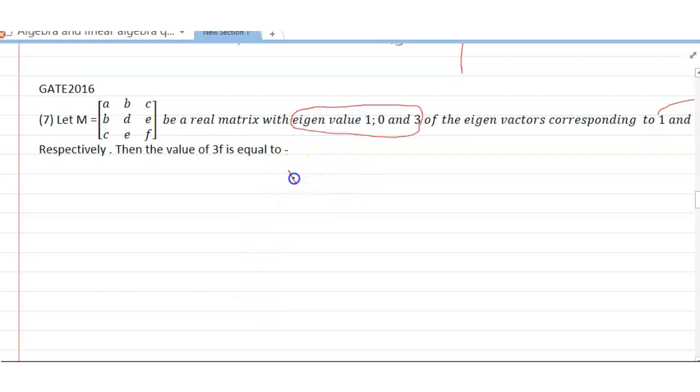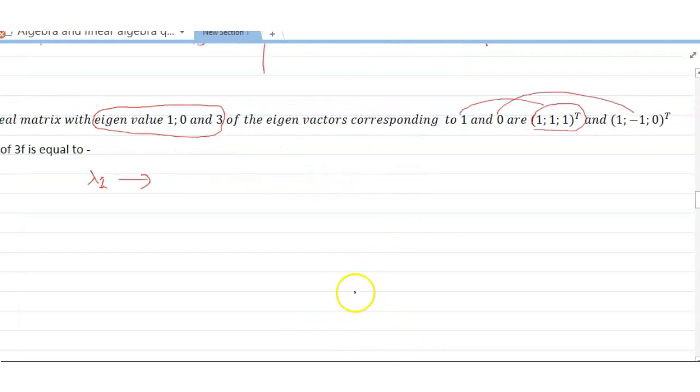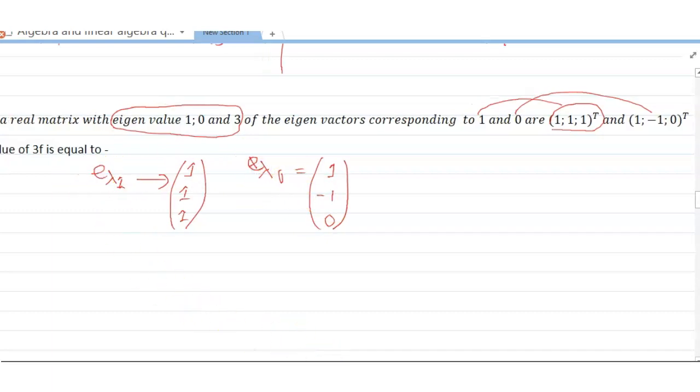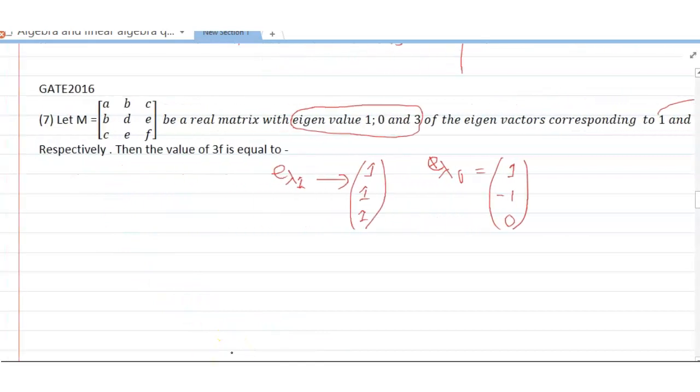So lambda 1 has eigenvector (1, 1, 1), and lambda 0 has eigenvector (1, -1, 0). These are the eigenvectors E lambda 0 and E lambda 1. This is the proper way. Now I have to find out what 3f is equal to.